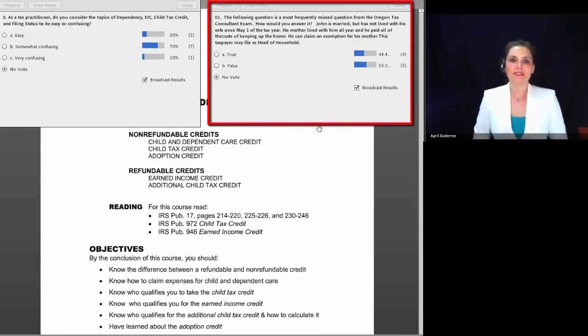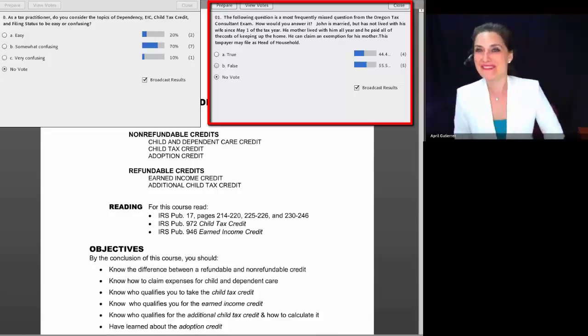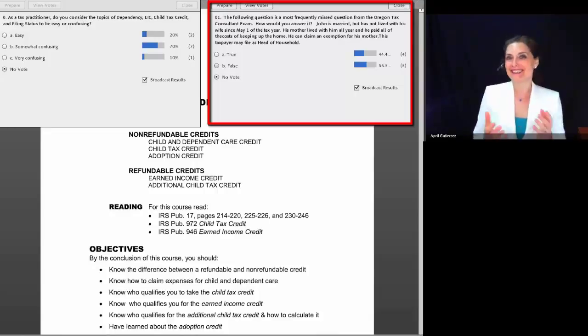Well, this question that you see right here is a most frequently missed question from the LTC exam. And it's not just most frequently missed once in a while. It's pretty much every year the Oregon Tax Board releases a list of the most frequently missed questions from the past year. And this question is on the list every year. You would think that people would read it, see it, understand it, research it, and then ace it on the test, and yet still people are missing it. So let's look at what it says.